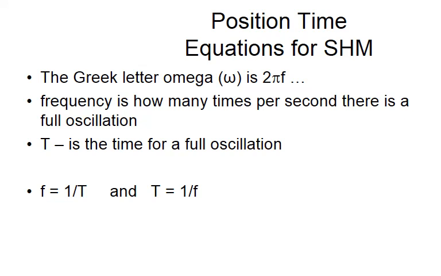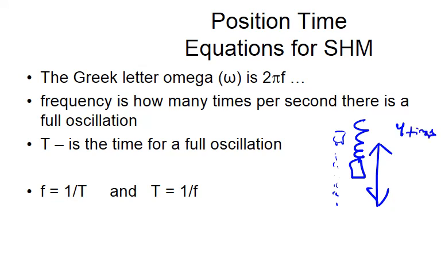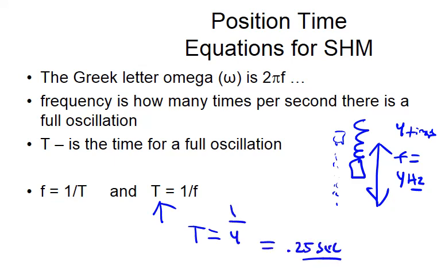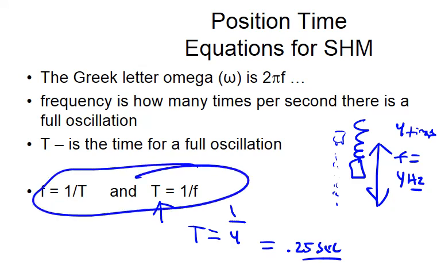So let's say this mass is going back and forth very quickly, and let's say it starts up here, goes all the way down, and then comes all the way back, let's say 4 times, and it only takes a second for that, we would have 4 hertz. So the frequency would be 4 hertz. Now, for the time that it takes to do that, the period equals 1 over the frequency, that would be 1 over 4. It would only take 0.25 seconds for that to happen. And so you can use these as well, going back and forth from frequency and period.